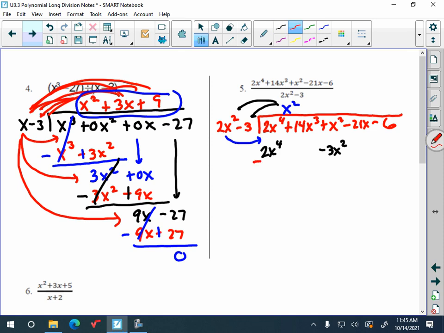All right, so we'll draw our line, change both signs to their opposites, add down. All right, so nothing is going to be added to the 14x to the third, so we just bring that down. 1x squared plus 3x squared is 4x squared. All right, you can bring down all the terms or just bring one down at a time.